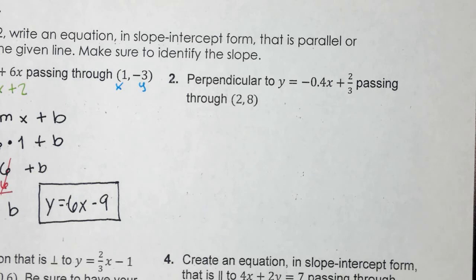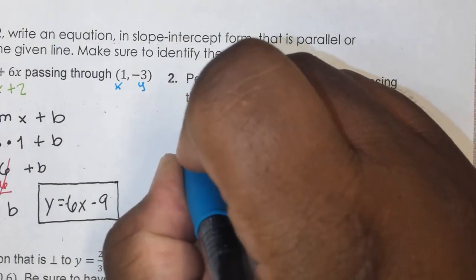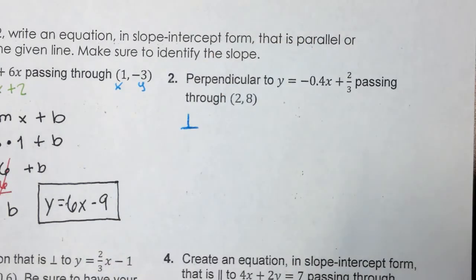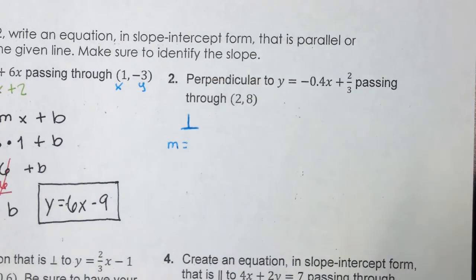Number 2, perpendicular to y equals -0.4x plus 2/3, passing through 2, 8. So on this one, it's telling me my line is going to be perpendicular to this equation right here, or this line. So I need to find my m first.